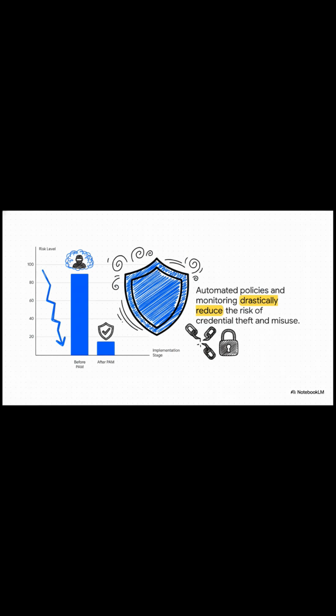So when you put it all together, automating all those password changes with the CPM and watching every session with the PSM, you can see how the risk just plummets. The chance of someone stealing a credential and using it goes way, way down. You're basically shrinking your attack surface, which makes the entire organization a whole lot safer.